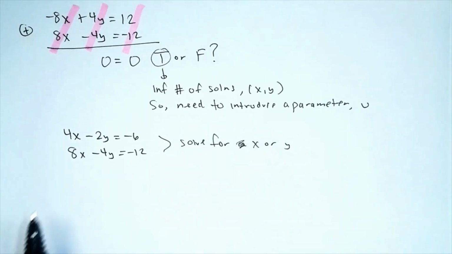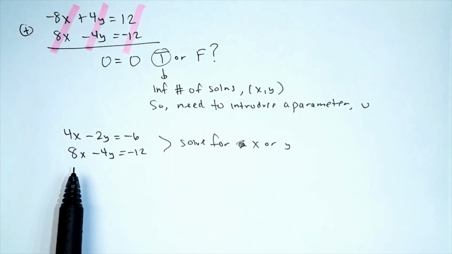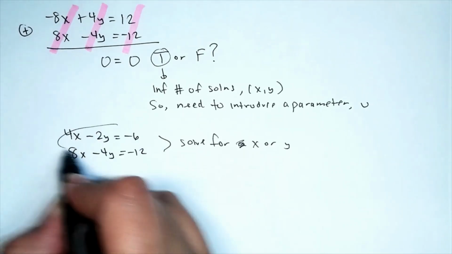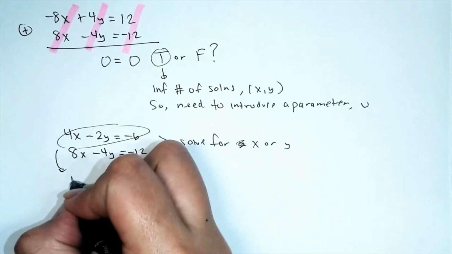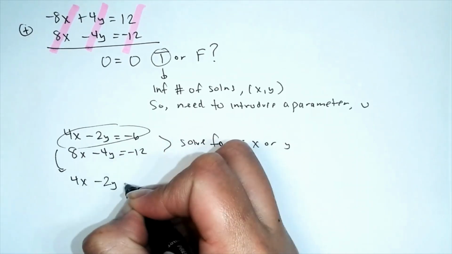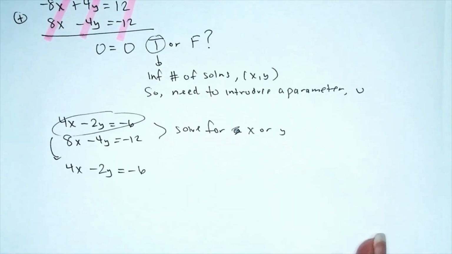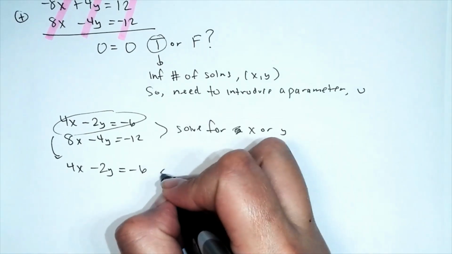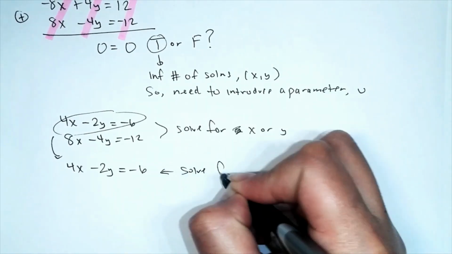In any equation. So which equation catches your eye? I think the top one, because the numbers are smaller. Okay, so we have 4x minus 2y equals negative 6. Fantastic. And then we're going to solve for x or y. So let me write that again.